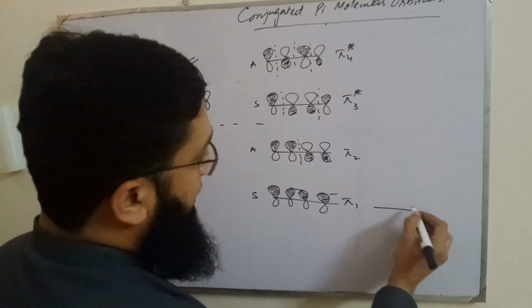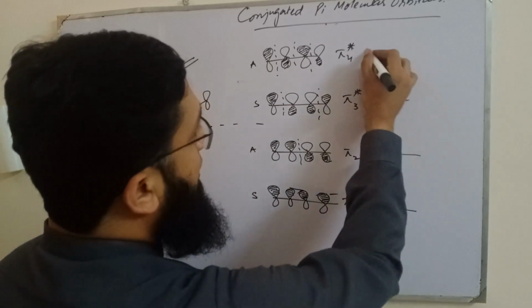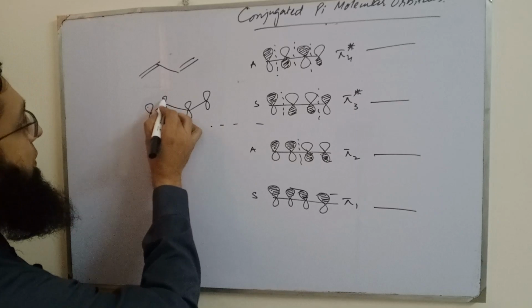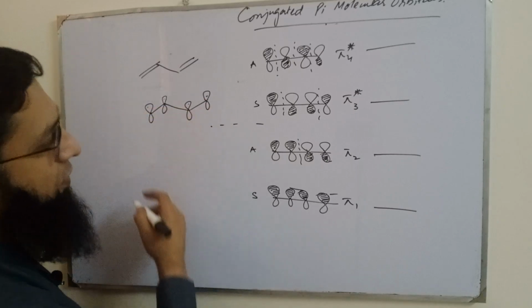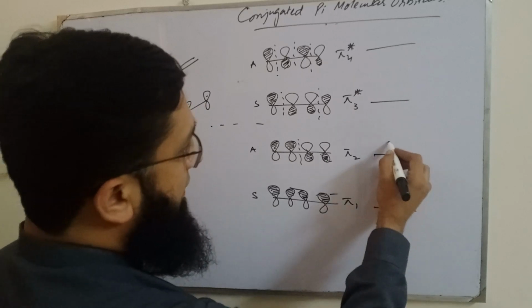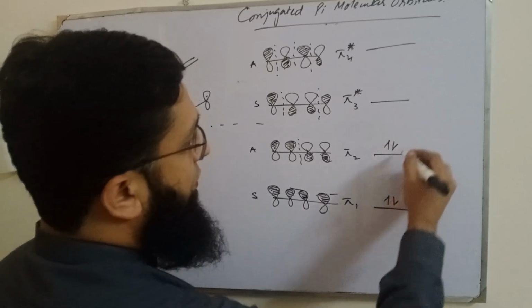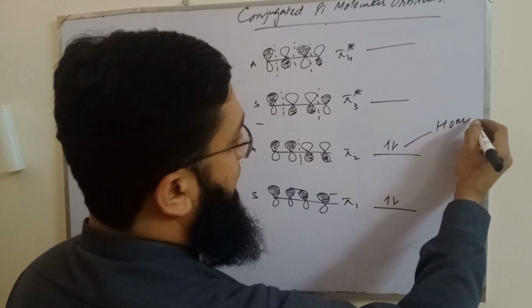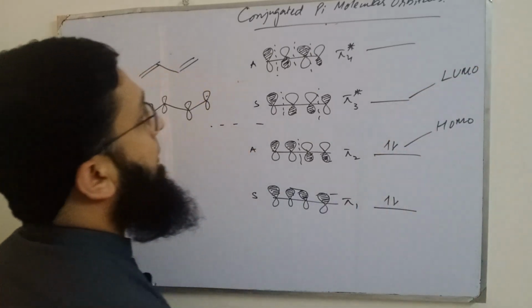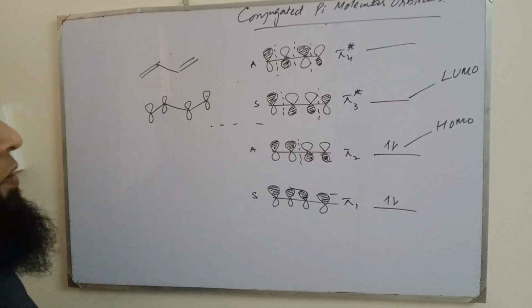So next we see the electron diagram. So we have 4 electrons, 4 pi electrons. So 1 pair would come here, the second pair would come here. So this is HOMO, and this would be LUMO. So I hope this is all clear to you.